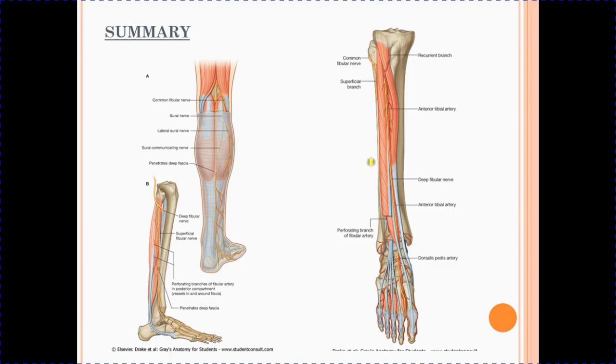Summary, we have done the anterior compartment having the four muscles and the main nerve was deep fibular nerve. The lateral compartment having two muscles and the nerve of this compartment is superficial fibular or the peroneal nerve.